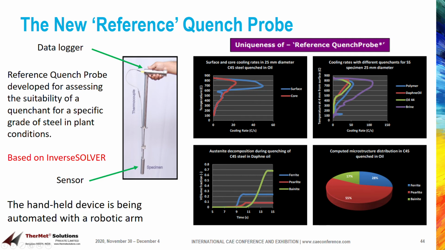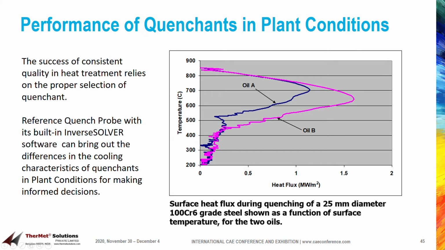The equipment is being robotized with automated heating, quenching and data transmission in accordance with the modern trend in digital manufacturing. We will now give a couple of illustrations on the use of reference quench probe. The slide shows the results obtained by quenching a 25 mm diameter 100Cr6 grade steel specimen attached to the reference quench probe in two oils.